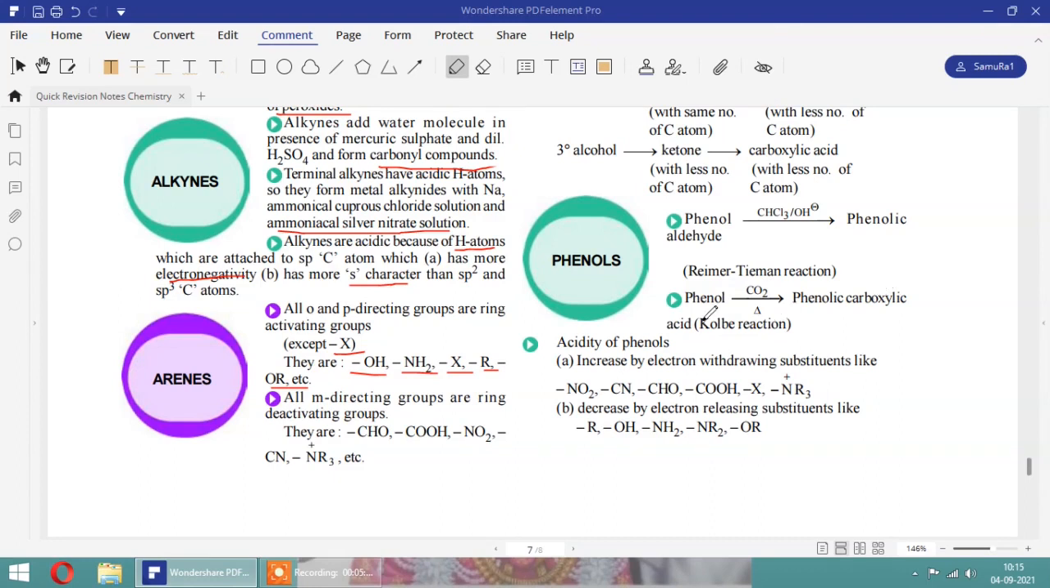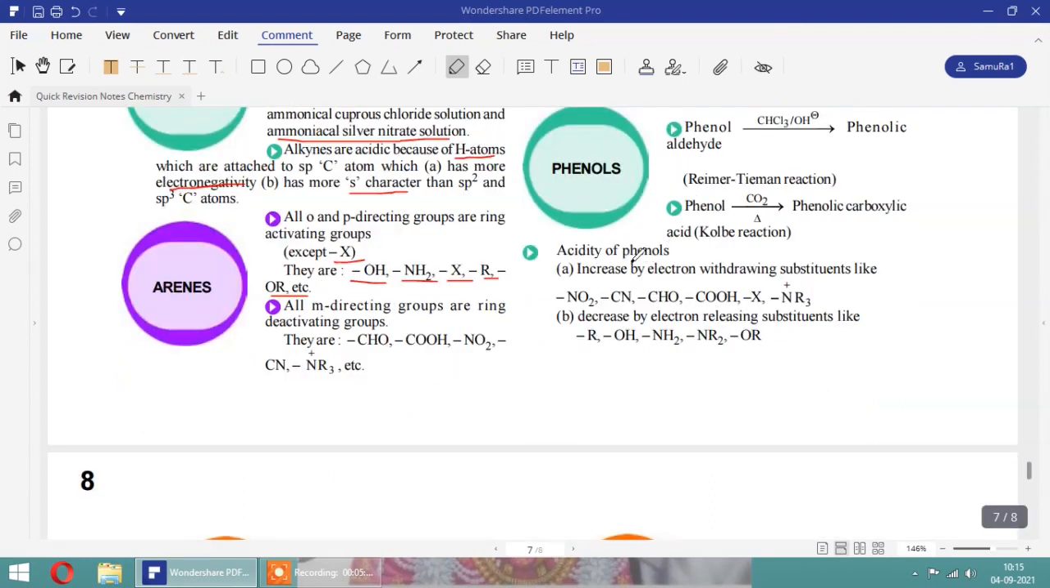Acidity of phenols is increased by electron withdrawing substituents like NO2, CN, CHO, COOH, X, NR3. It is decreased by electron releasing substituents like R, OH, NH2, NR2, OR.